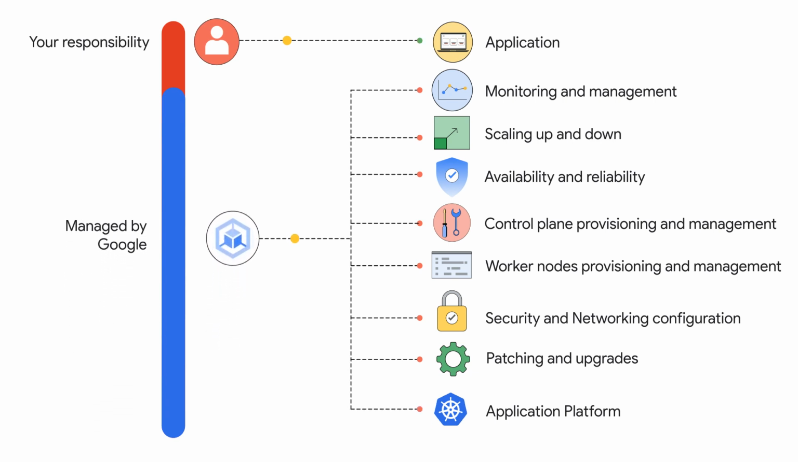GKE Autopilot, the default and recommended way to run containers on GKE, takes this further than any prior Kubernetes offering with built-in security best practices and automated worker node management. This makes it much easier to get started with Kubernetes, allowing your team to build and deploy faster.